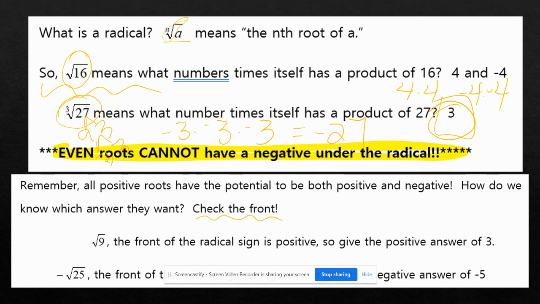Well, check the front of the radical. In front of this 9, it's positive, and so they want the positive 3 for an answer. In front of this 25, it's a negative, and so they want negative 5 as an answer.